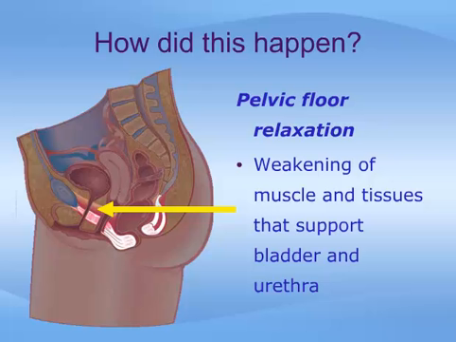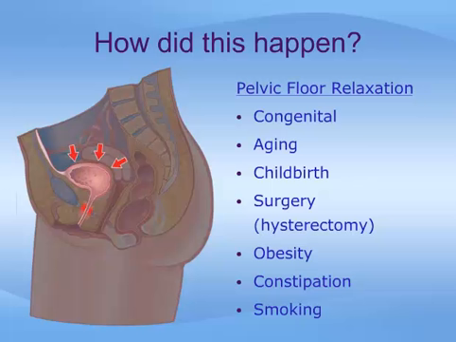Weakness of the pelvic floor muscles or supportive tissues is called pelvic floor relaxation. This may be something you were born with or programmed for, in other words congenital, or it may be caused by aging, childbirth, surgery, especially hysterectomy, obesity, constipation, or smoking. Damage to the pelvic floor during childbirth is the most common reason that women develop this problem.